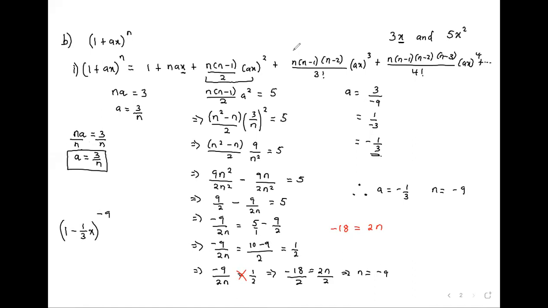Yes, sir. What was the question? The question was: the series expansion of 1 plus ax to the power n in ascending powers of x has coefficients 3 and 5 in the x and x squared terms respectively. Find a and n.